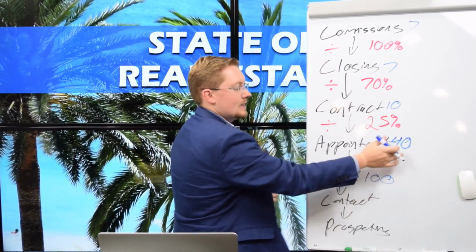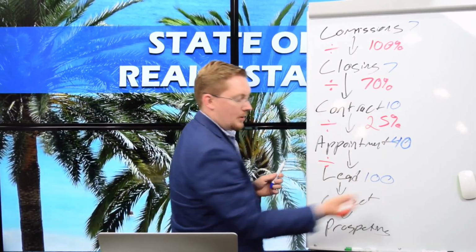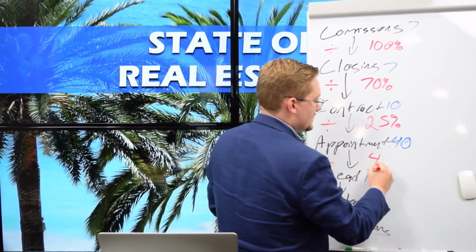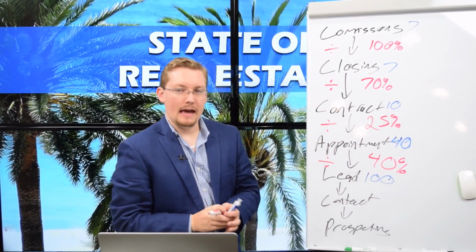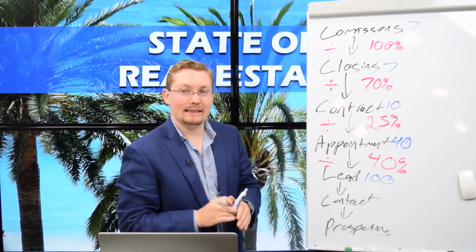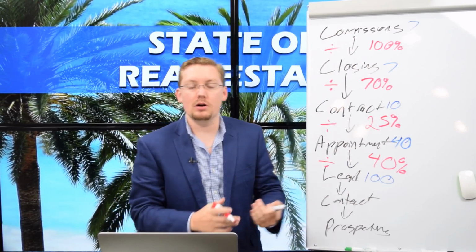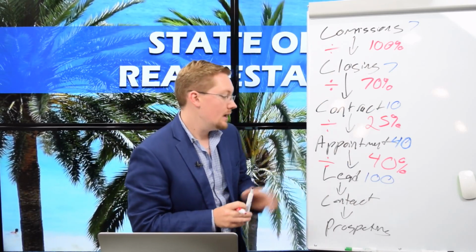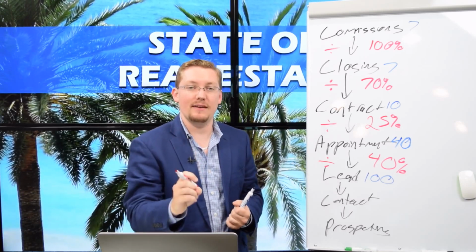So 100 leads to 40 appointments, 40 divided by 100, we get a 40% lead to appointment ratio. And that's where, like I said, you got to track these. With these numbers in blue, you want to go back, look over your last couple of closings, look over your last couple of clients that you've worked with, try to basically get the statistics on all this information and keep track of this every single day.